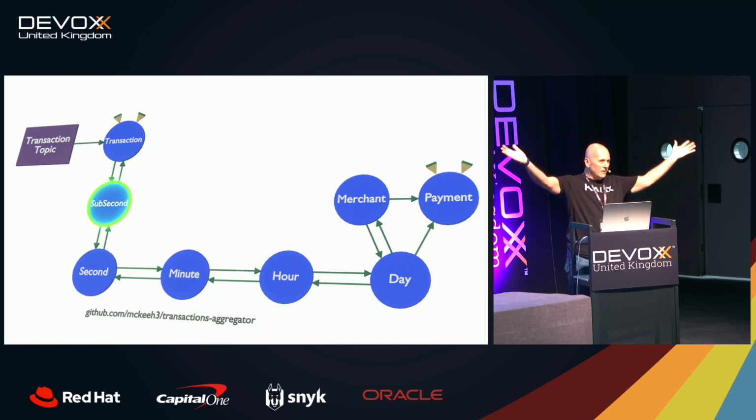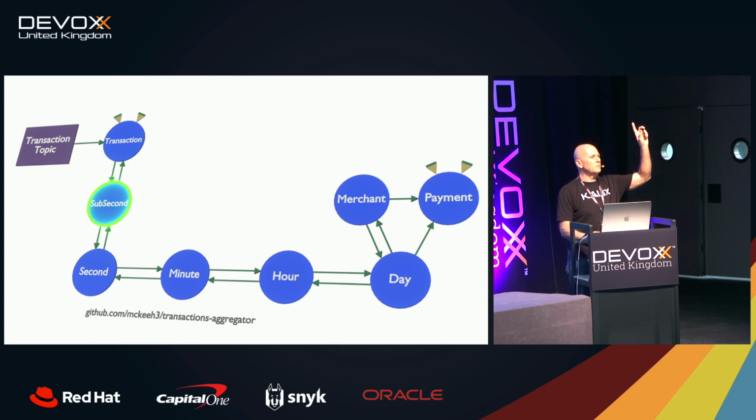Now, this gets very, very concurrent, because while these things were bubbling down the tree to the merchant, transactions are still flowing in. Transactions are getting created, sub-seconds are getting created, seconds are getting created. All this bookkeeping is happening at a very high rate and a high level of granularity.